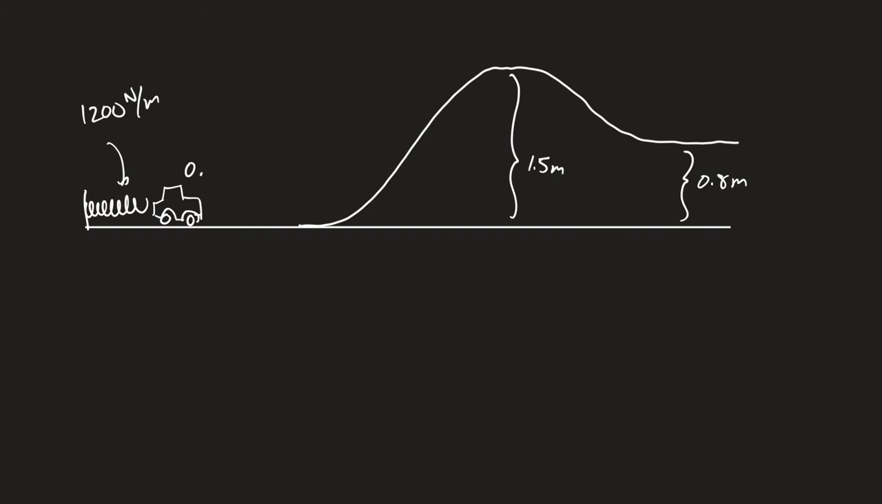The car has a mass of 0.75. Now let's make it smaller. 0.25 kilograms. Here's the question. How far back would you have to pull the car against the spring so that when it's released, it makes it to the top of the first hill?